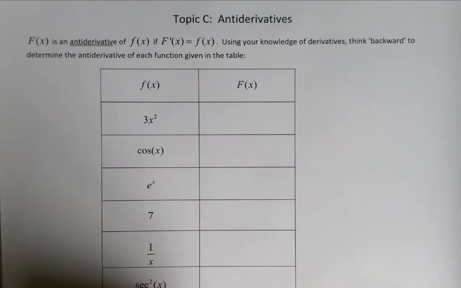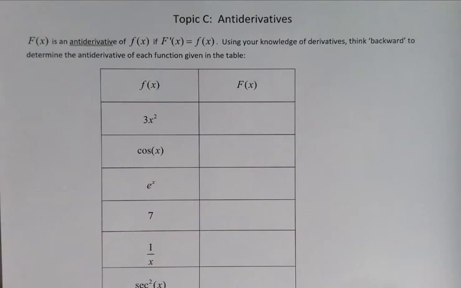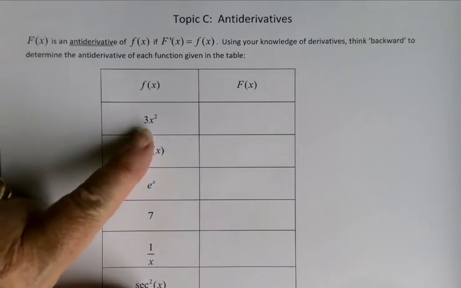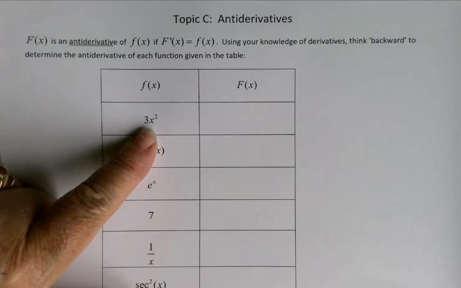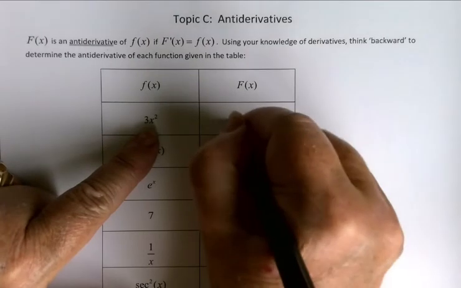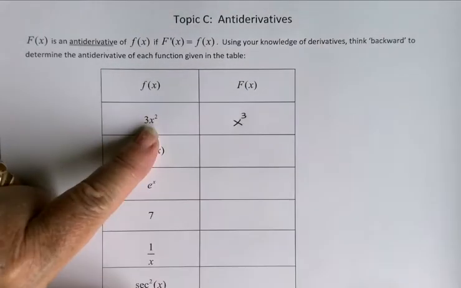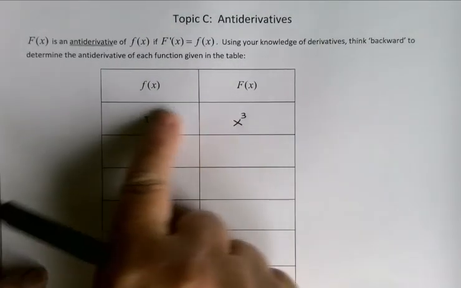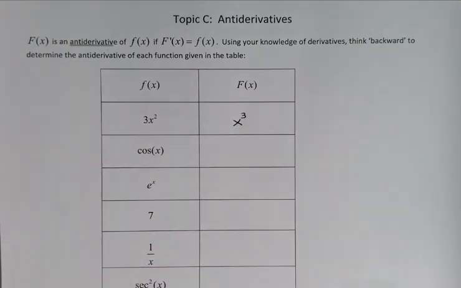So just using what we already know about derivatives, let's use that thinking backward approach to determine the antiderivatives of each of these functions. So first of all, if little f of x is 3x squared, what's capital F? What function did you take the derivative of to get this? Well, that's the derivative of x cubed, right? So x cubed's derivative would be 3x squared. We're just thinking backwards.